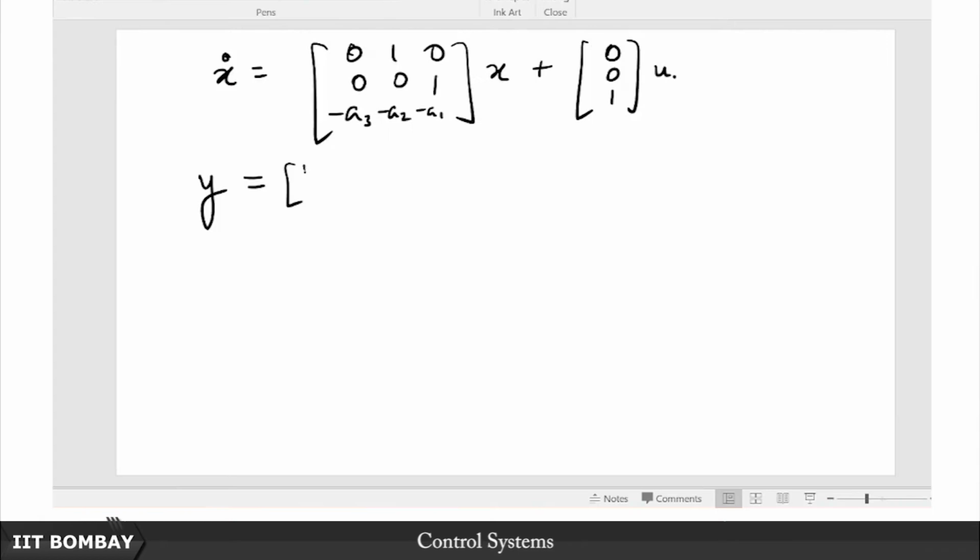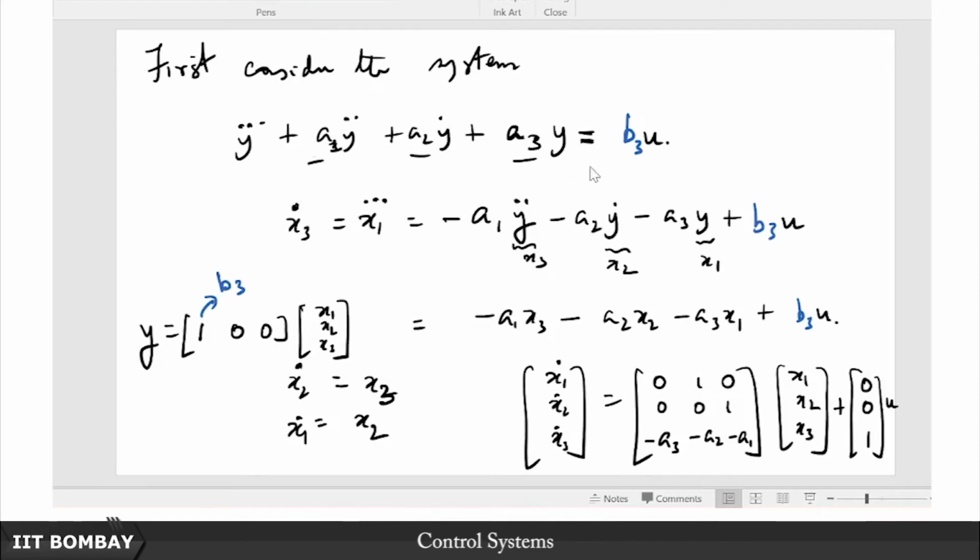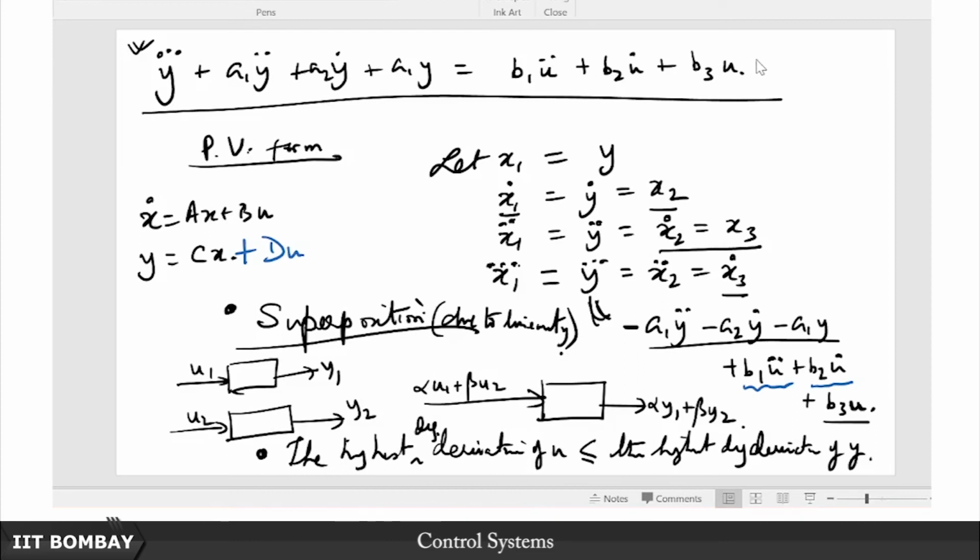So you will have this b3, b2, b1, and the reason why we think that this phase variable form is beautiful is precisely this. You see, in these A, B and C matrices, the numbers that appear are directly picked from this differential equation. They just happen to be the coefficients of this differential equation, either the coefficients of the input or the coefficients of the output, nothing else, right.